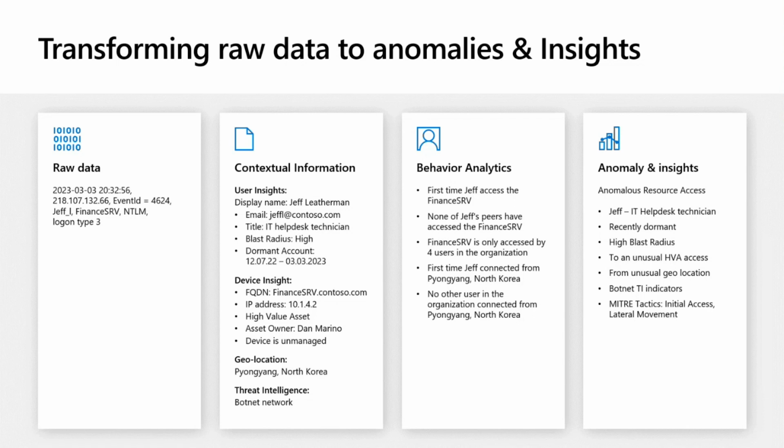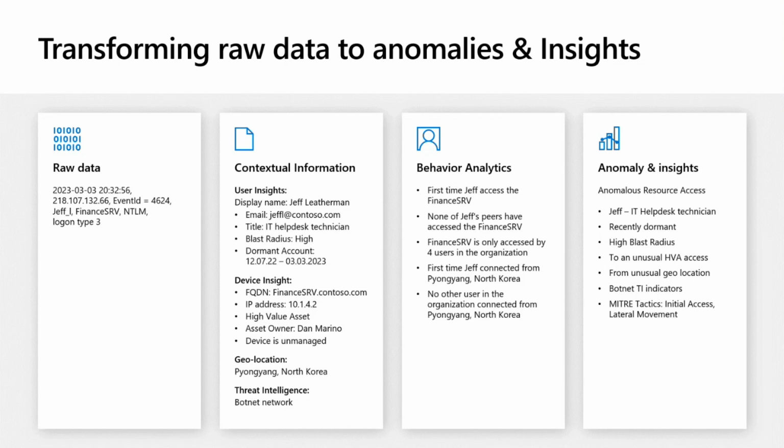For some further device insights, we can see the FQDN, the internal IP address, and an indication that this is an HVA, which we refer to as a high value asset. I can see the suspected device owner there, which is in fact not our friend Jeff. And from Intune, I can actually see that this device is unmanaged.